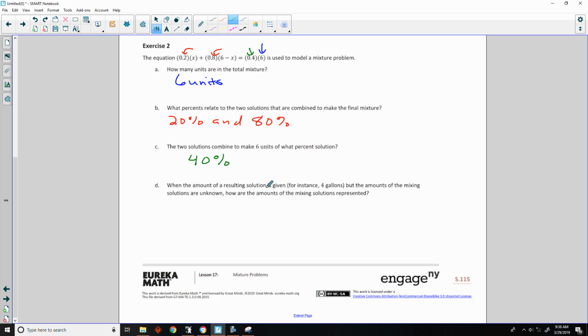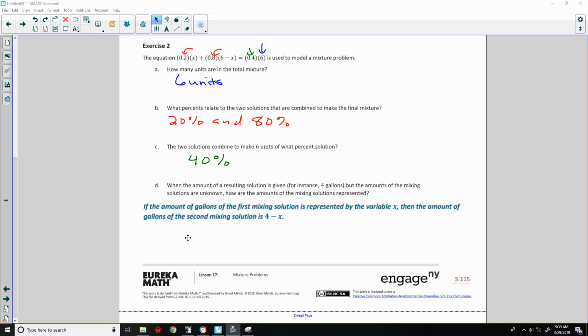When the amount of a resulting solution is given, for instance 4 gallons, but the amounts of the mixing solutions are unknown, how are the amounts of the mixing solutions represented? Okay, if the amount of gallons of the first mixing solution is represented by the variable x, then the amount of gallons in the second mixing solution would be 4 minus x.